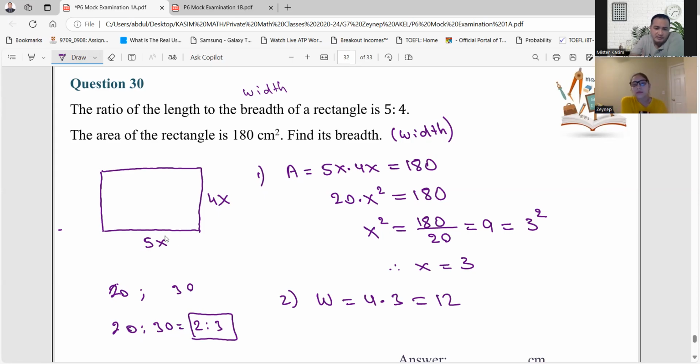So this 5 to 4 means that if the length is 5 times something, 5 units, then the width should be 4 units. But what is the actual value? We don't know.